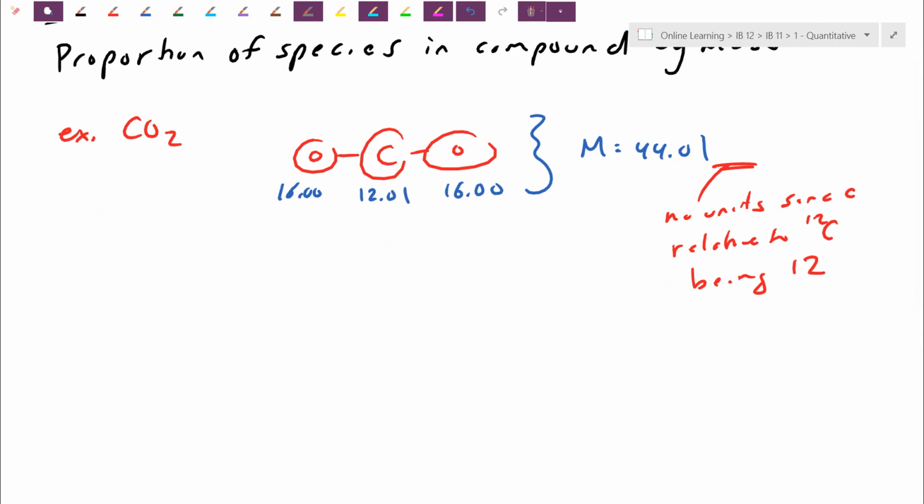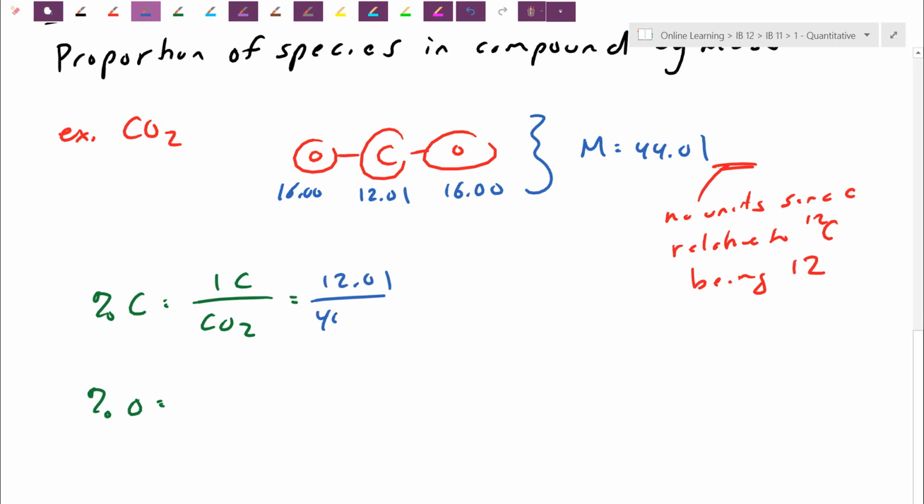You probably guessed it here. Can you find for me the percent carbon or the percent oxygen? In this case, I happen to have one C atom amidst the CO2. All you're going to do is take my 1 carbon, which weighs 12.01, over my total mass, 44.01. Let's figure out what that decimal is. Because it is a percentage, I'm going to be multiplying it by 100 as well. 0.2729. You scale it up by 100. So 27.29% by mass is actually carbon.